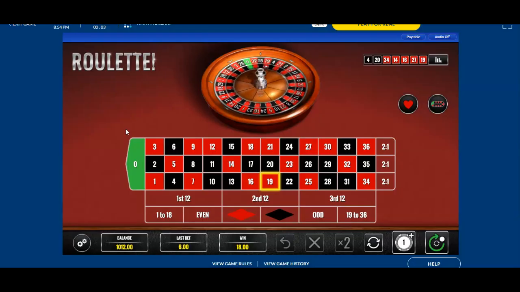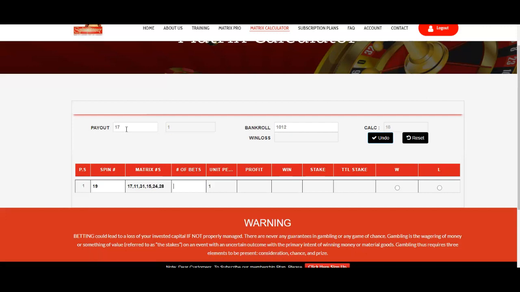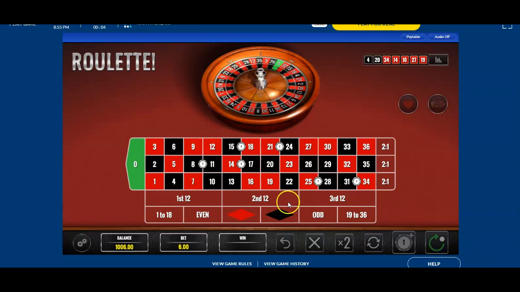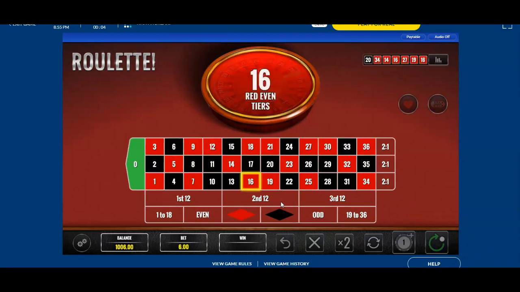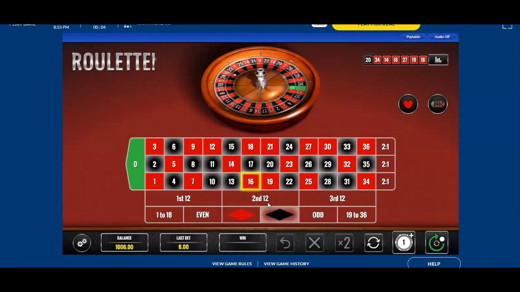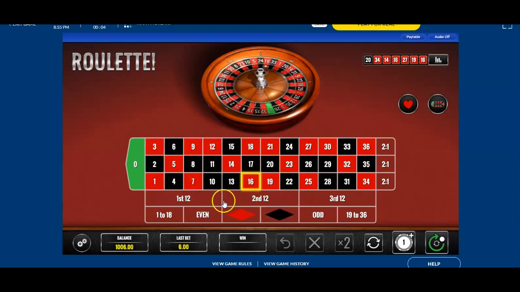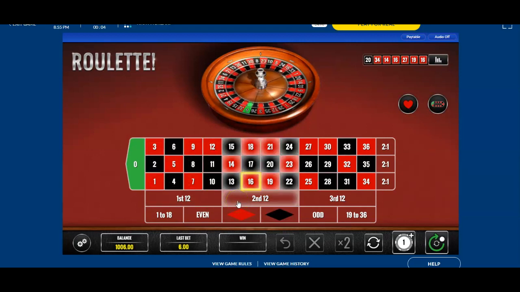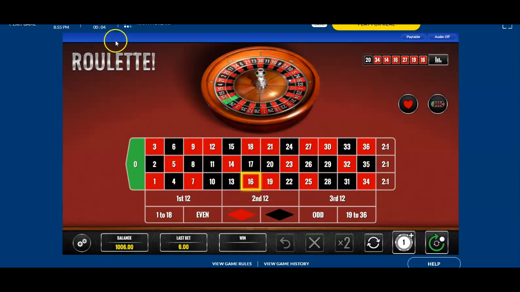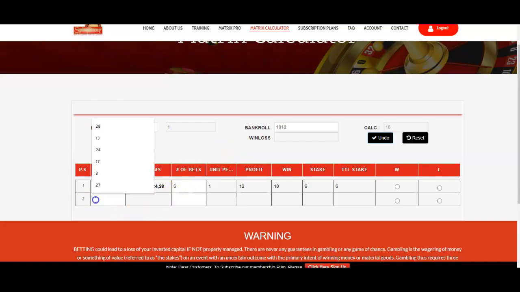So the last number that showed up was 19. So let's take 19 in there. Now we're going to split these numbers here. And as we always state in our videos, it's very important that you have a target. We do recommend to have at least $20 that you can make within half an hour. Take a break, log off, come back, and start over again.